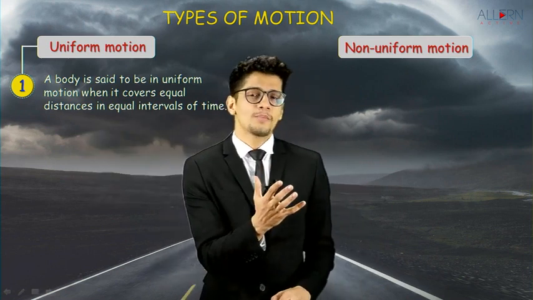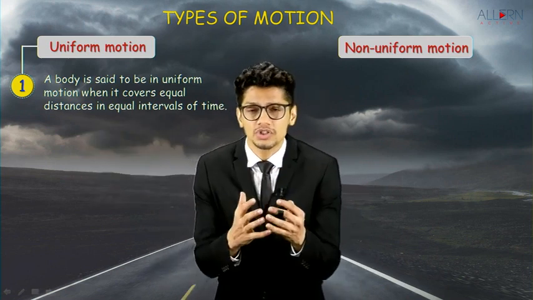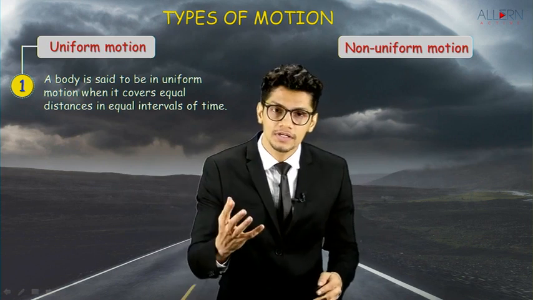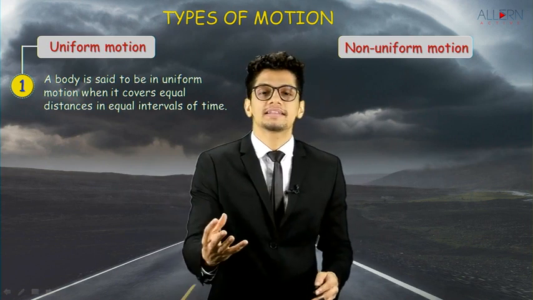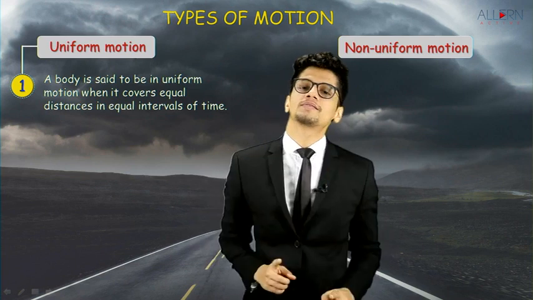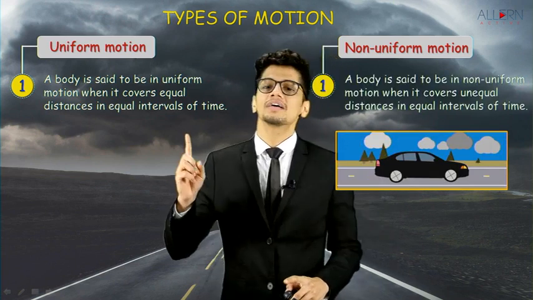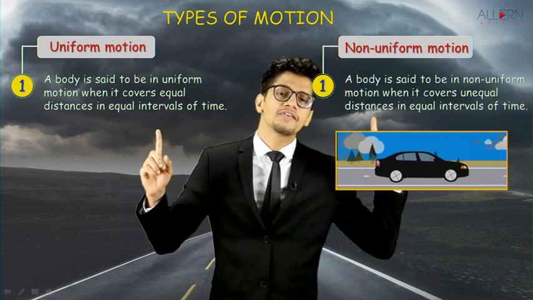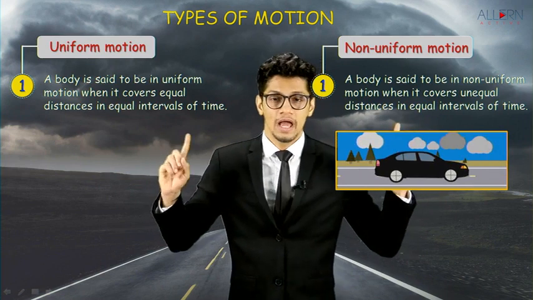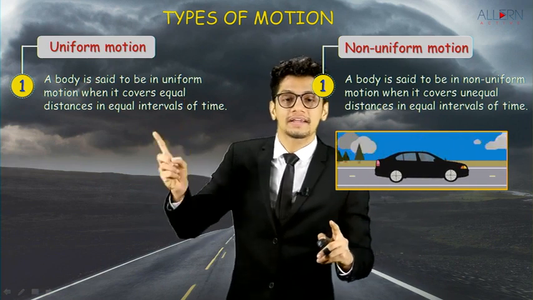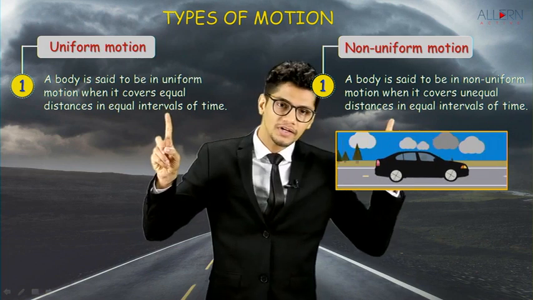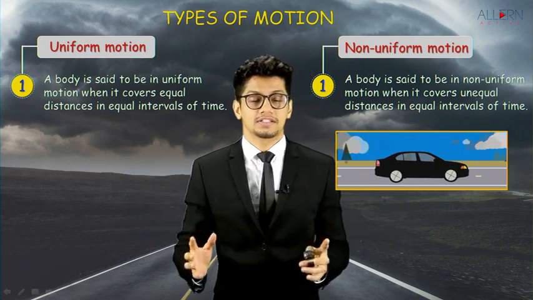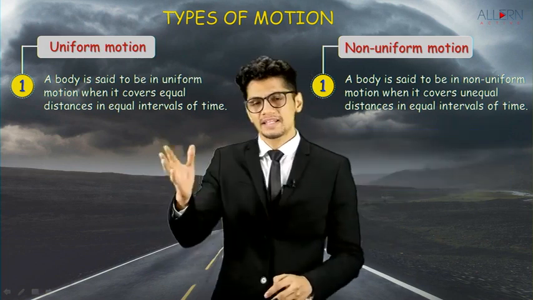Whereas non-uniform motion is nothing but a motion in which an object covers unequal distances in equal intervals of time, right? So even here we have equal intervals of time, even here we have equal intervals of time. But in uniform motion, it covers equal distances, but here we have unequal distances. Just remember this, right? Now let's see the second point.